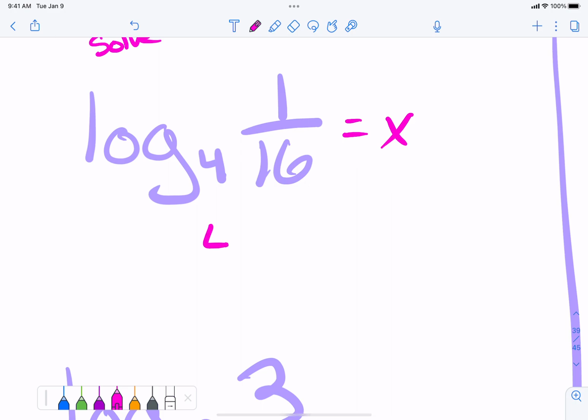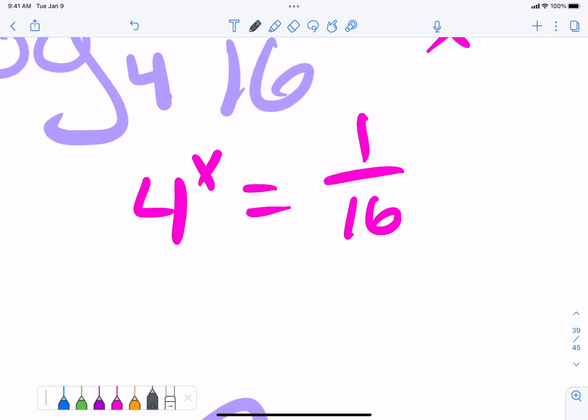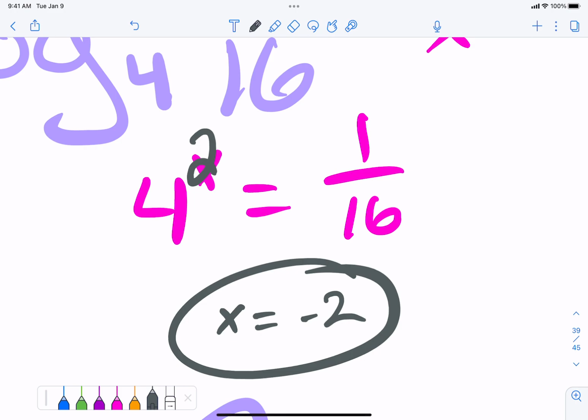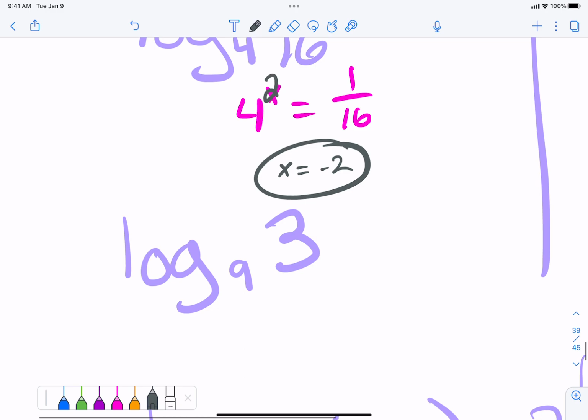All right. If you flip it around, it's 4 to the x power equals 1 over 16. Got it? I know that 4 squared makes 16. What would make 1 over 16? -2. So x would have to be -2. Got it? That one I just kind of did in my head a little bit. Okay, all right, let's do this one right here.